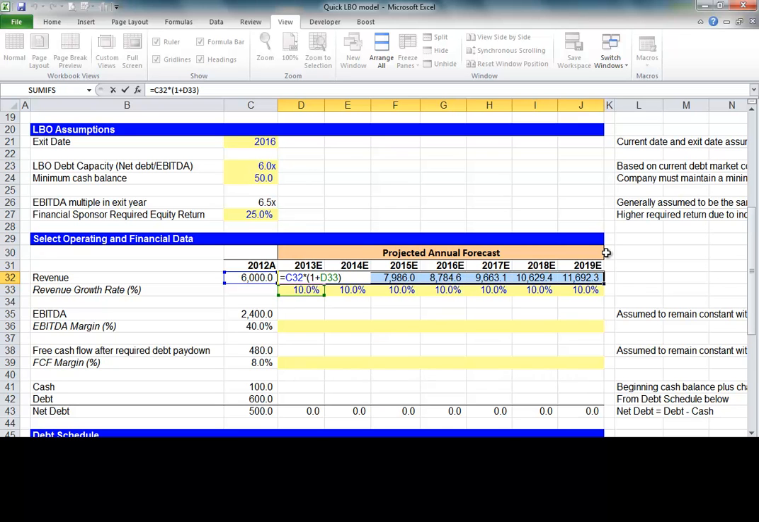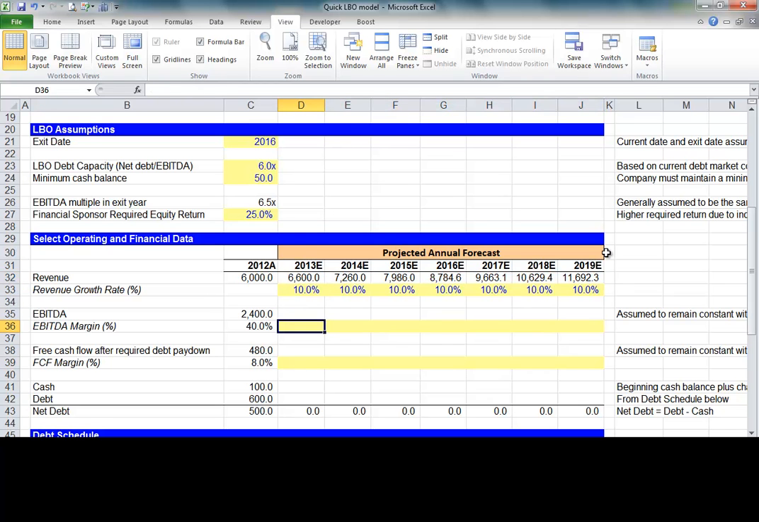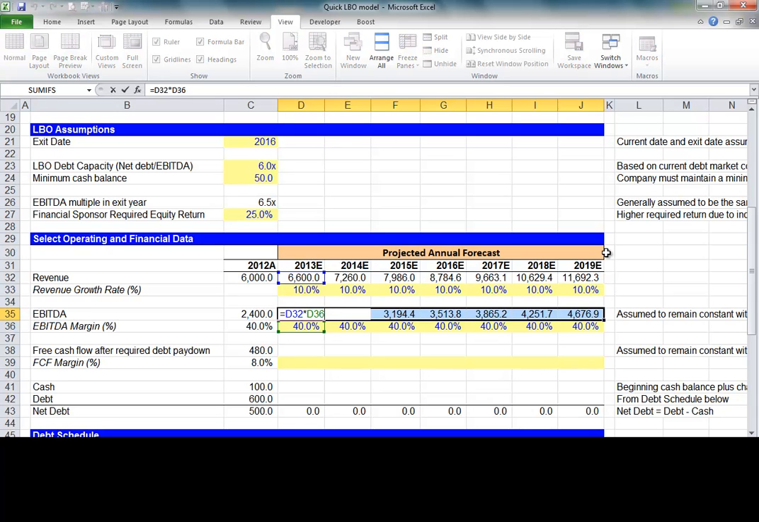We need some forecasted financial statement data to calculate our potential returns once we exit. And for simplicity, the company's historical EBITDA margin was 40%. We're going to keep it constant as well. Of course, margin being something as a percentage of sales. Okay, so calculate EBITDA again, 40% of revenues. And then I just copied that out to the right.